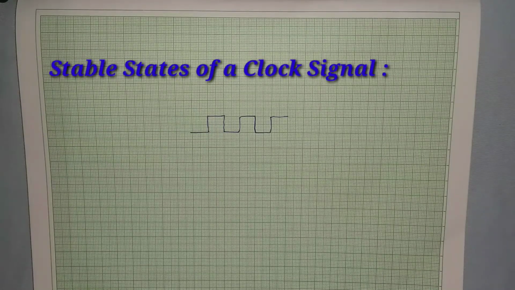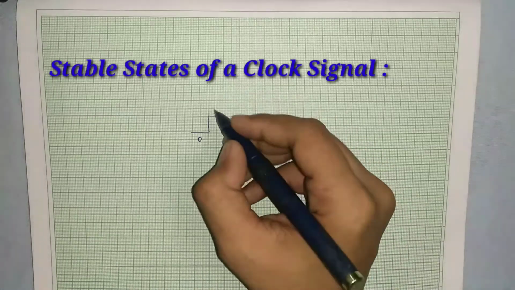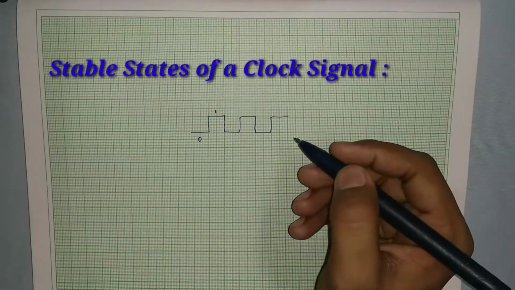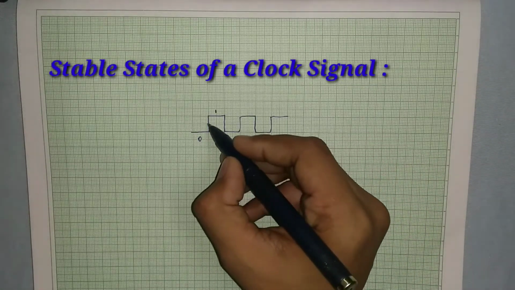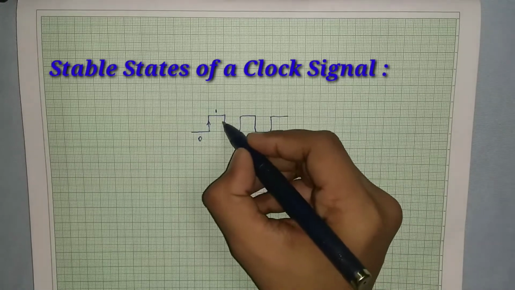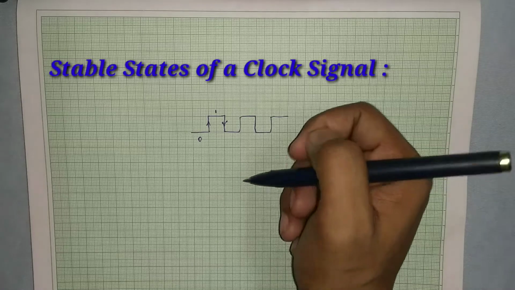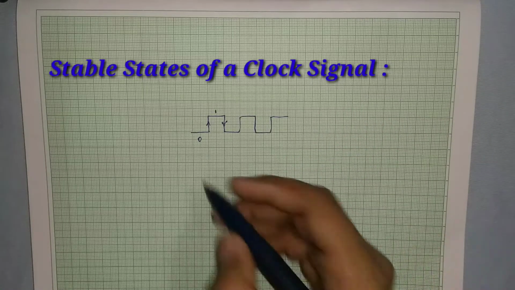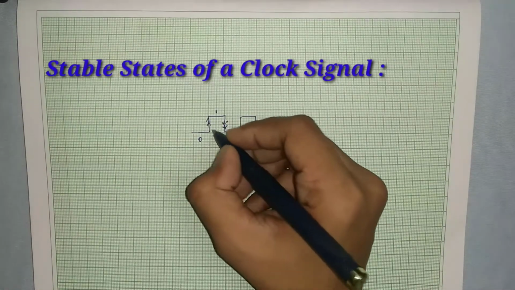A clock signal has two stable states. The one is 0 or low state and the other one is 1 or the high state. Besides the 0 and 1, it has a leading edge and a falling edge, also known as the positive edge and the negative edge.